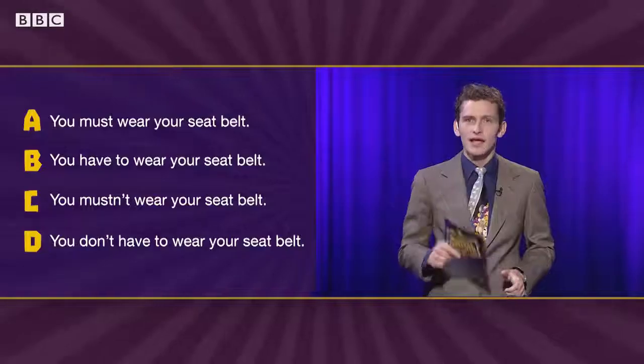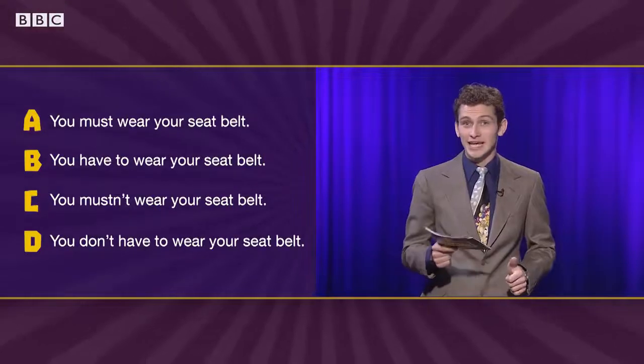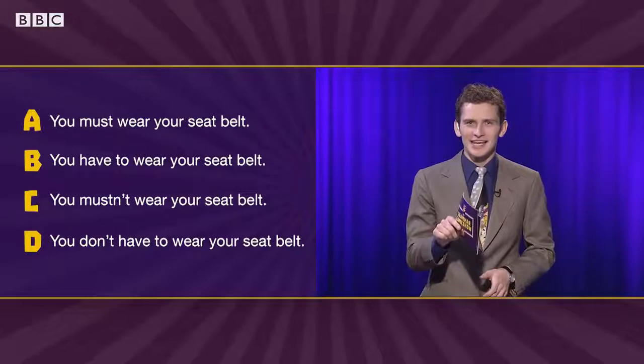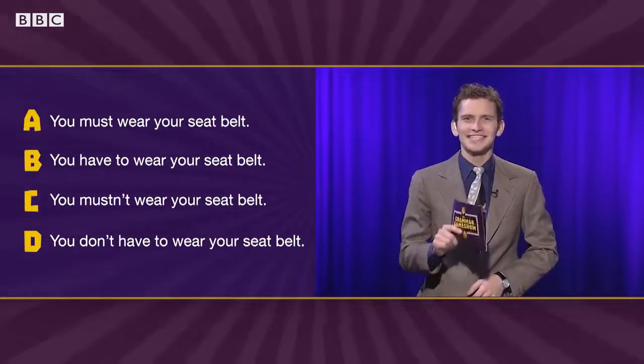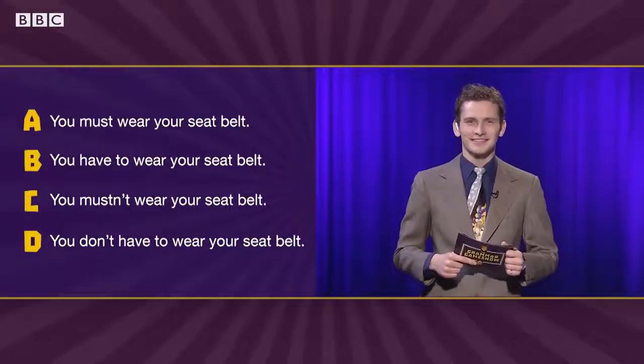Our first question is multiple choice. Which of these uses of have to and must is different from the others? A. You must wear your seatbelt. B. You have to wear your seatbelt. C. You mustn't wear your seatbelt. D. You don't have to wear your seatbelt.